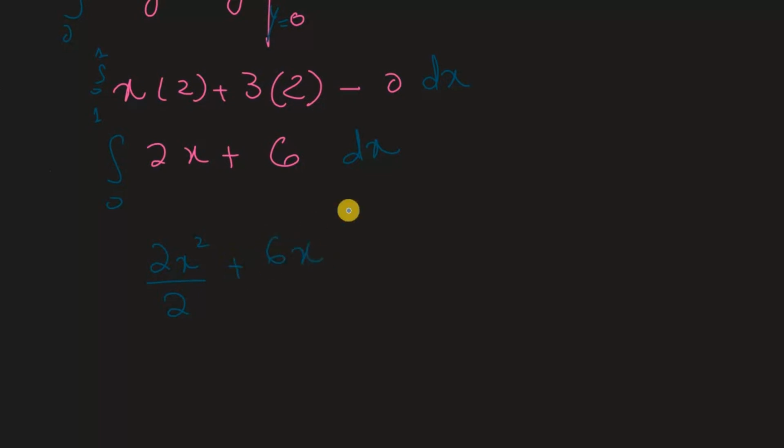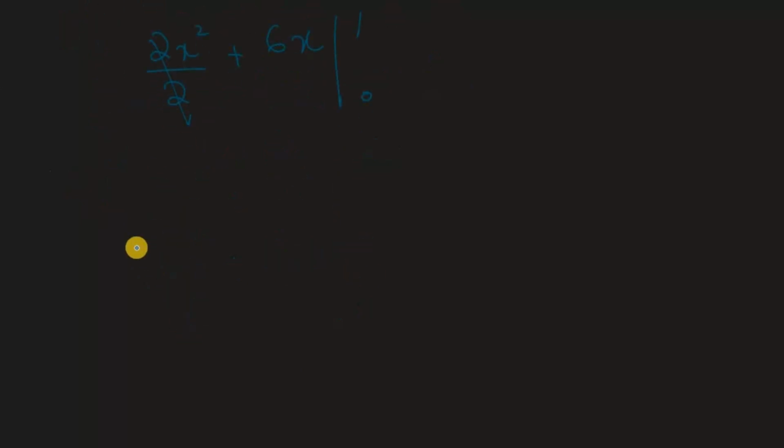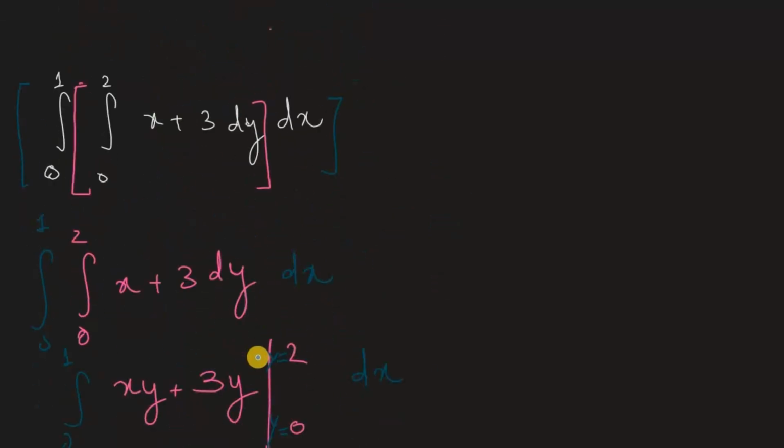Okay, and then 6x, since it's a constant, and then from 1 to 0. Now it's simple, just plug in the values 1 and 0. So 1 squared plus 6 times 1, and then 0. So this is going to give you 7. So 7 is the answer to this double integral.